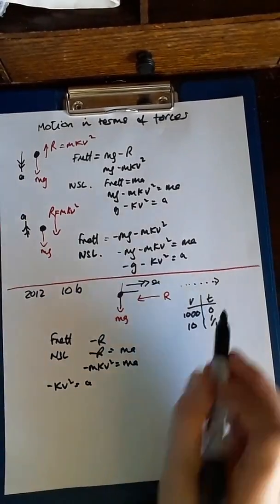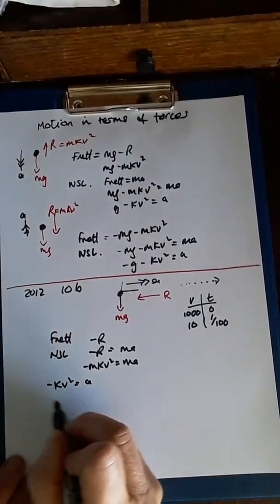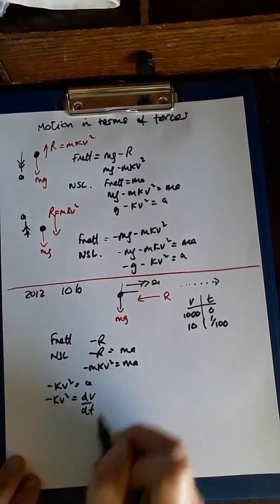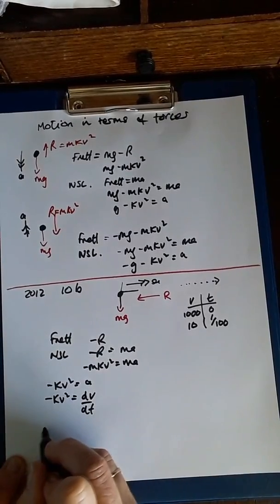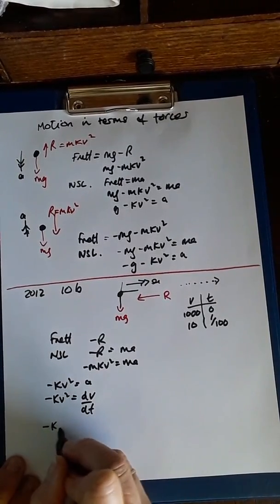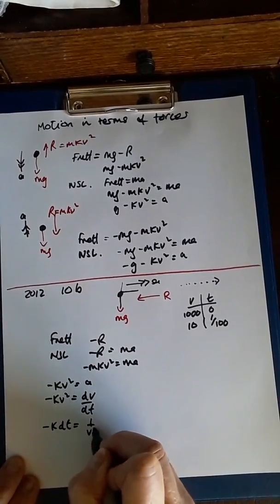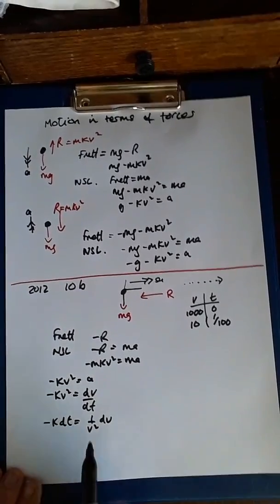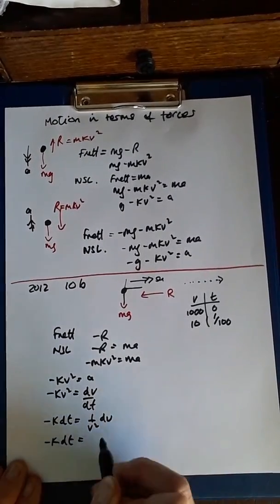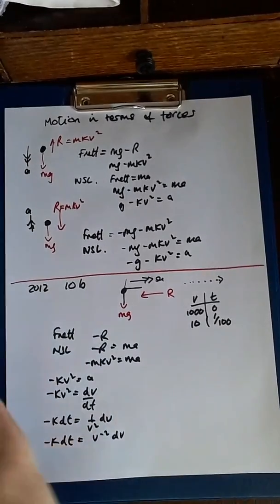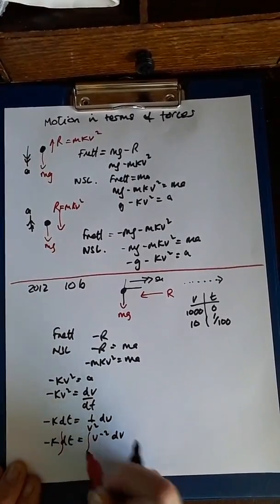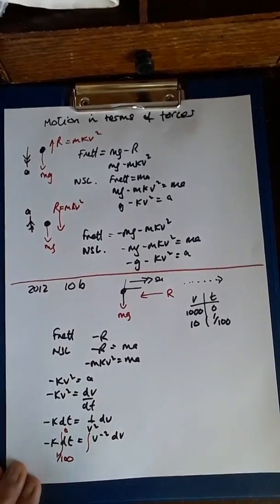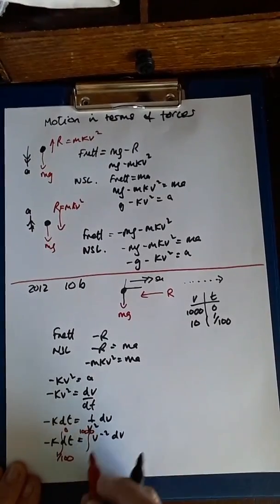I've got v and t in my limits, so I'll change this a to dv/dt. So minus kv squared is equal to dv/dt. Separate the variables. This will become minus k times dt is equal to 1 over v squared dv. I'll bring this up. Minus k dt is equal to v to the minus 2 dv. I'll put in my limits. So the limits for the t's are going from 0 to 1 over 100, and for v, they're going from 1000 to 10.